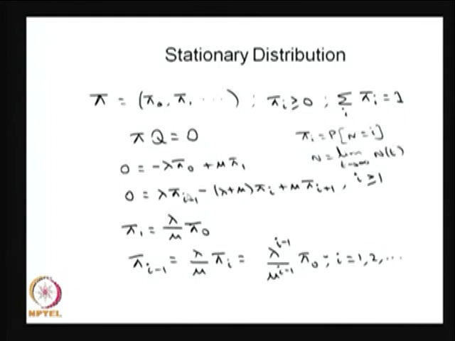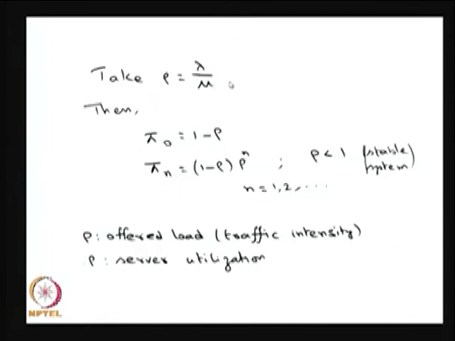Once you frame the equation, you will get pi 1 in terms of pi naught, and pi i in terms of pi i minus 1, then substitute recursively and you will get everything in terms of pi naught. Since it is a homogeneous equation, you will get all pi i's in terms of pi naught. So, use the normalizing equation summation of pi i equal to 1, and you will get pi naught. So, pi naught is equal to 1 minus rho, where rho is lambda by mu.